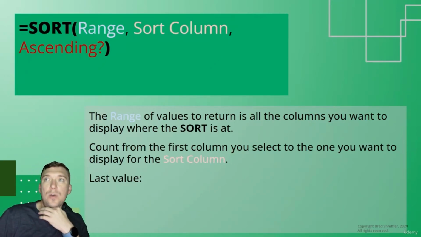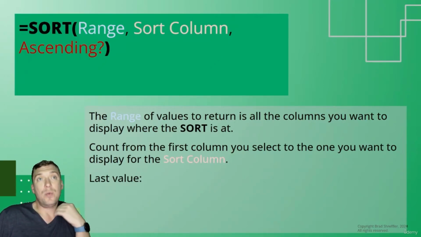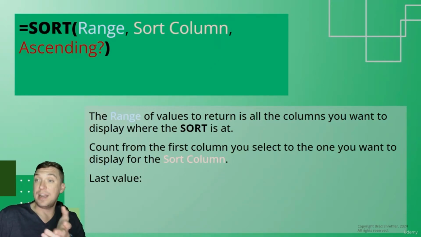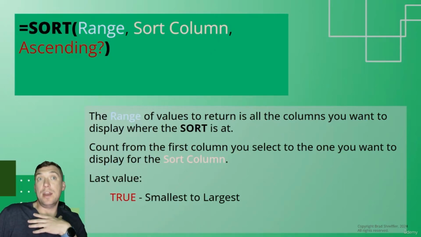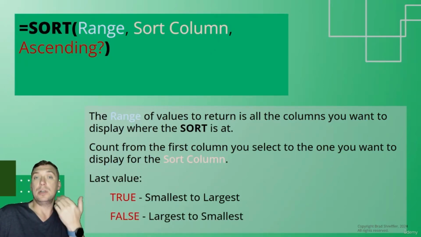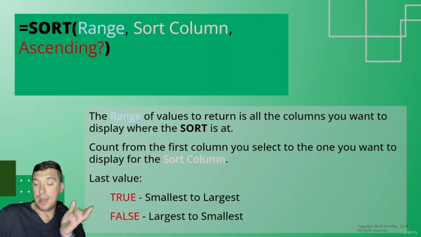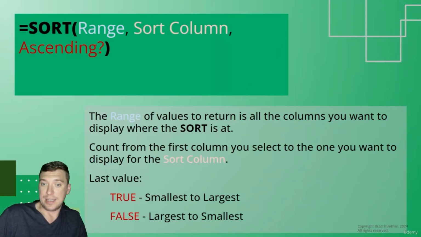And lastly, we're gonna say whether or not we want the values to be returned ascending or descending. So if you put true for this value, then it will return smallest to largest. If you put false, then it will return largest to smallest. As usual, let's go ahead and see this in practice on our practice sheet.